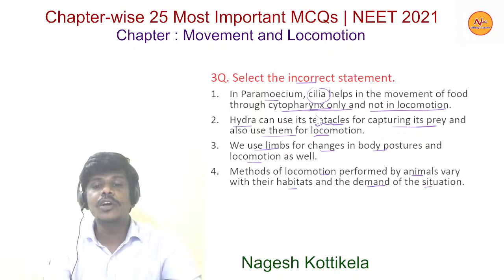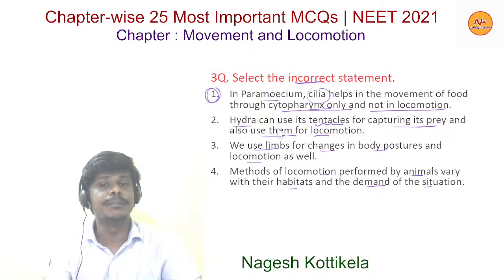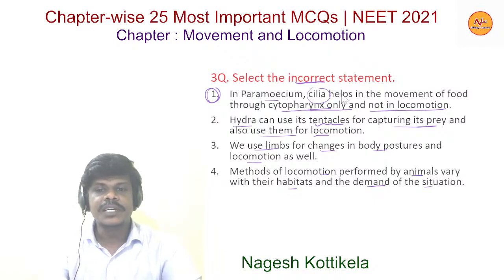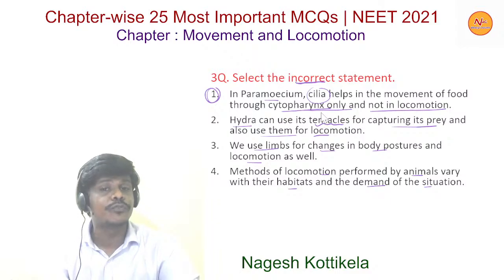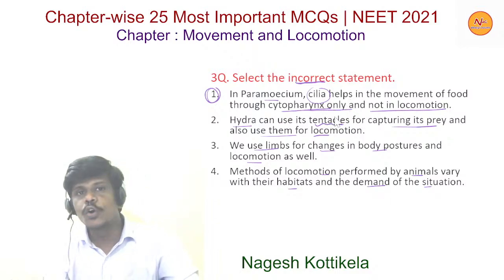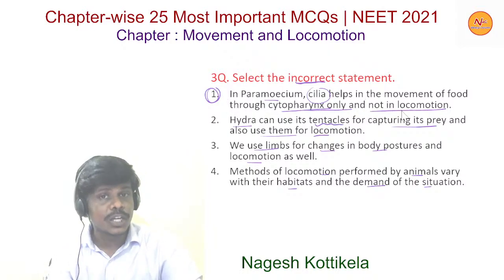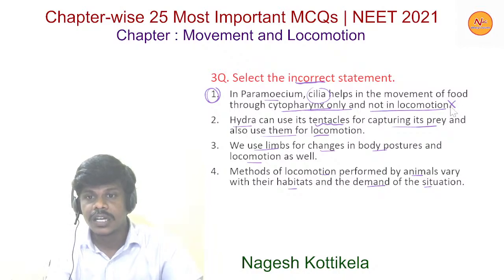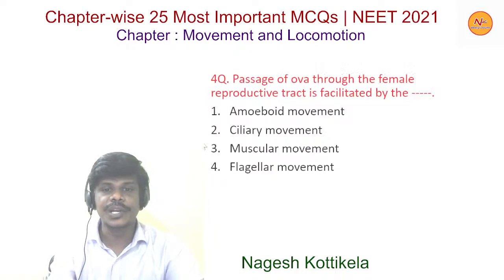Among the given options, option 1 is the incorrect statement, because in paramecium, cilia helps in the movement of food through the cytopharynx and also it helps in locomotion. So saying it is not helping in locomotion is wrong. So the incorrect statement is the first one. Now moving to the next question.